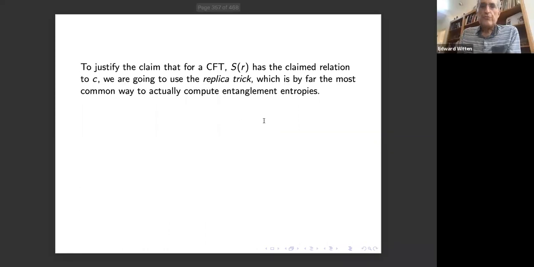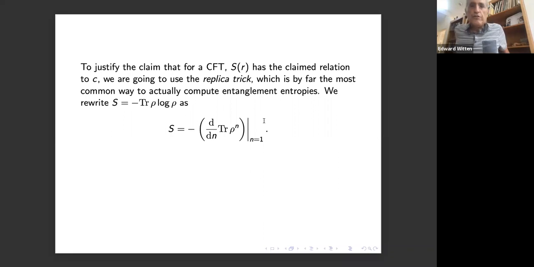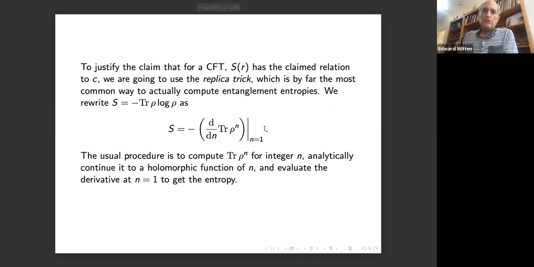Okay, now I still have to explain how we compute the entropy in a CFT. By far the most common way to actually compute entanglement entropies is called the replica trick. We rewrite the definition S equals minus trace of rho log rho as minus d/dn at n equals 1 of the trace of rho to the n. Then the usual procedure is to compute trace of rho to the n for integer n, analytically continue to a holomorphic function of n, and evaluate the derivative at n equals 1 to get the entropy.